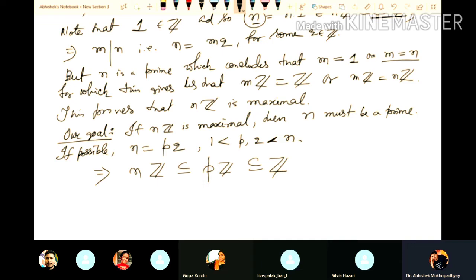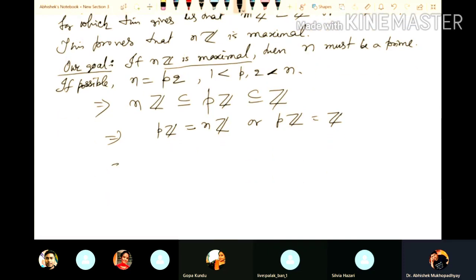But our assumption is that nZ is maximal. So this concludes that either pZ equals nZ or pZ equals Z. That means either n divides p or p divides 1. But both cases are impossible, sorry, since p lies in between 1 and n. So this leads to a contradiction.